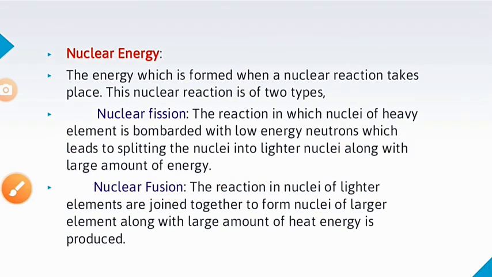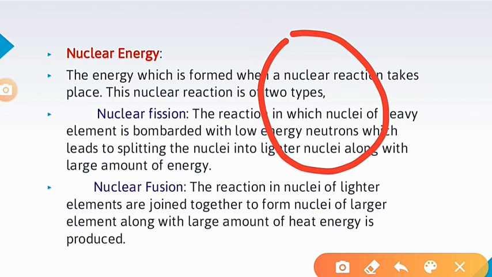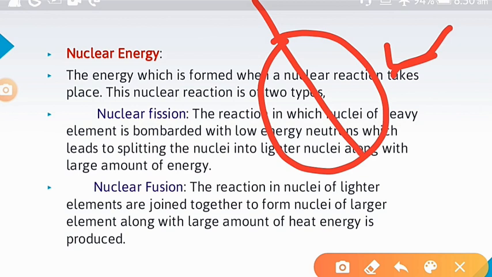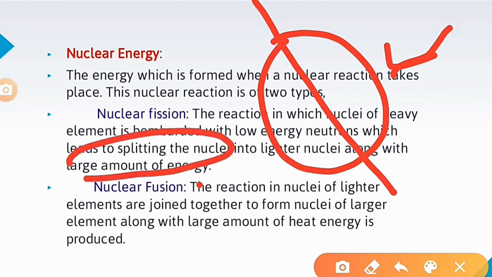So nuclear fission means what? The large nucleus present in a heavy element is bombarded with a neutron, and with that it will split into lighter nuclei, to form two lighter nuclei. Along with that, a large amount of heat energy will be produced. That heat energy is used to convert water into steam, and that steam is sent into the turbine to produce electricity.